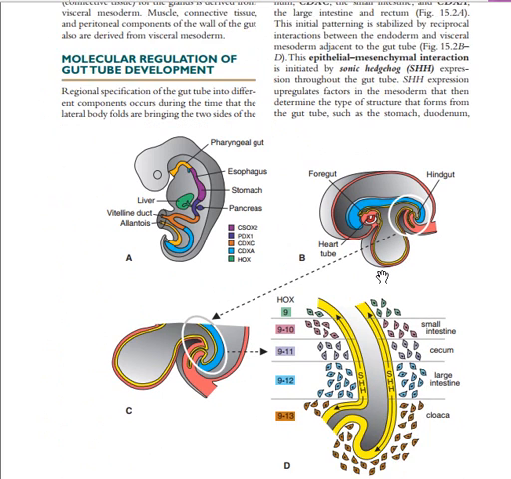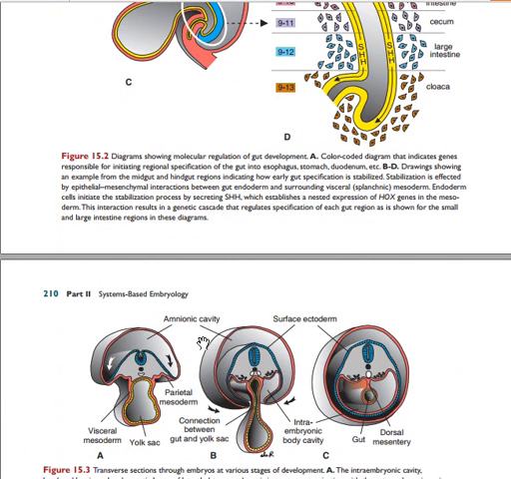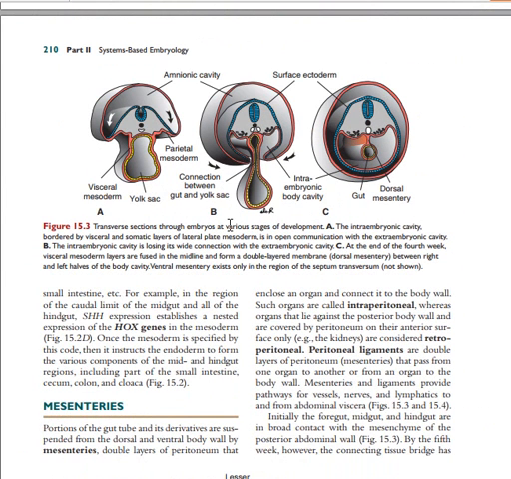Now this diagram here is there to show you the regulation of development of the gut with certain genes. These are the different genes involved in the regulation of the gut. You can look for it, but I'm not going to speak about it further. You can pause and look it up. Now the next one here is the infolding in order to produce the gut.